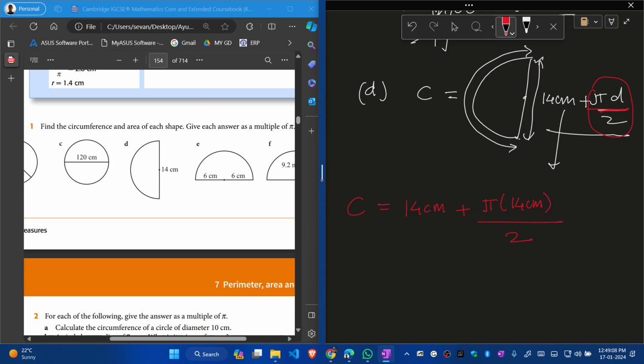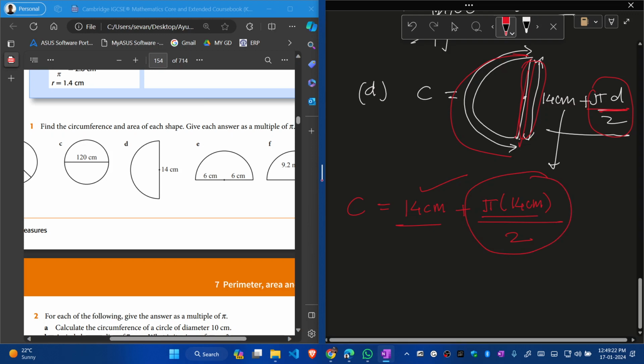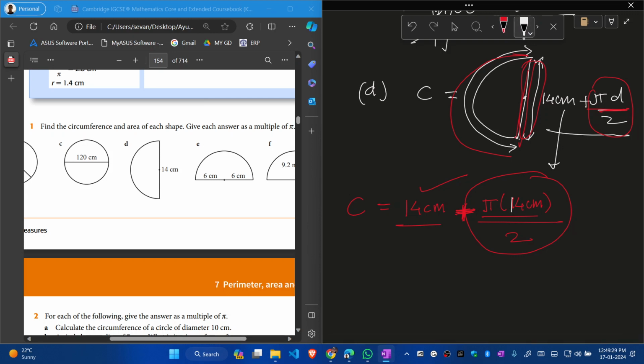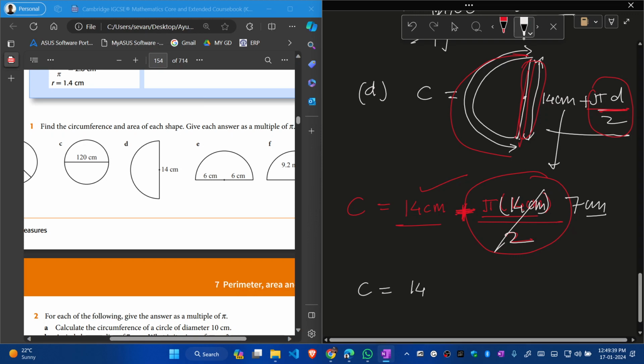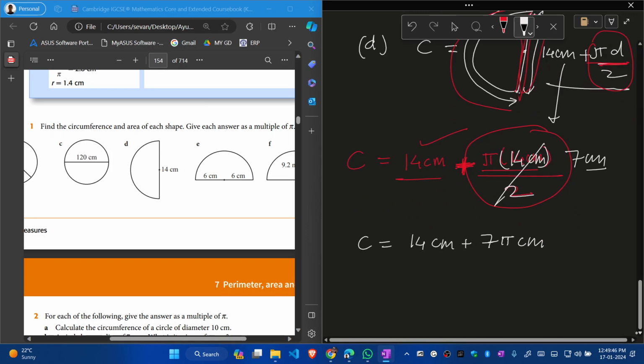So what you need to do, this length will be added as it is. You need not work on this length. So this is just 14 centimeters. And this part, half of this length, is pi d over 2. So if you substitute d here, d is 14 centimeters. If you make half of that, that will cut it to 7 centimeters. So the circumference will be 7 pi centimeter. If you arrange that right, it will be 7 pi plus 14 centimeter.